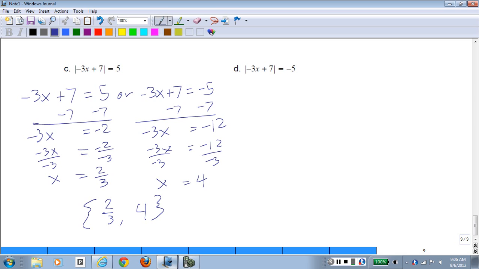It doesn't. How low does absolute value go? 0, but no lower. So there's no number that has an absolute value of -5. So pick an x, any x, multiply by -3, add 7, take the absolute value. You will not get -5 as the answer. So that's the empty set.